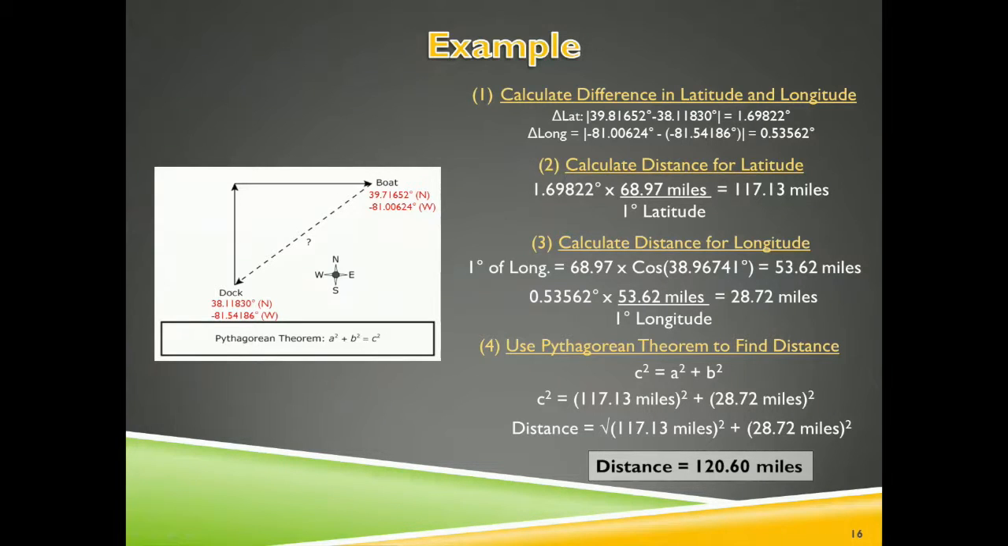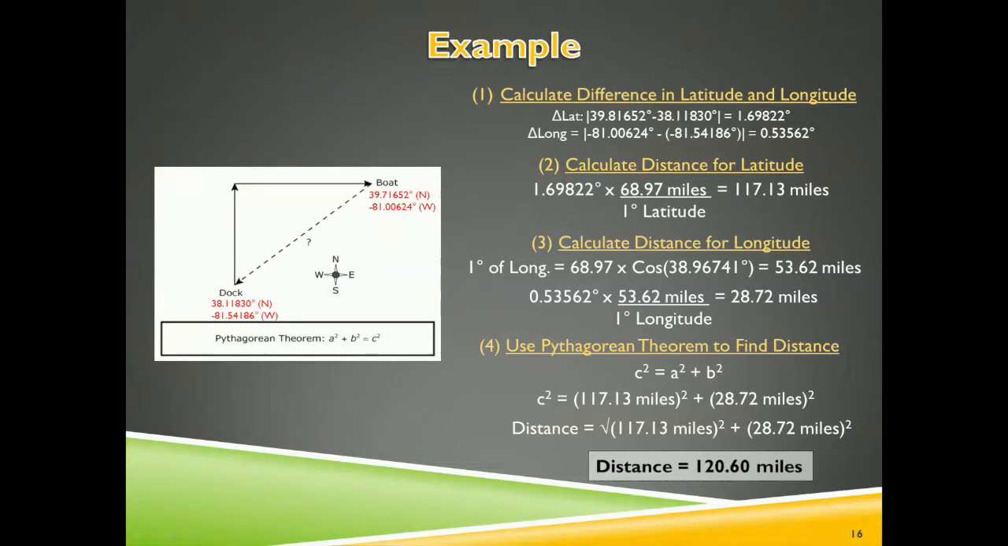Now, we start by calculating the distance for latitude. Hopefully you figured out that 111 kilometers is equal to 68.97 miles. Therefore, 1.69822 degrees times 68.97 miles per 1 degree of latitude works out to a distance of 117.13 miles.